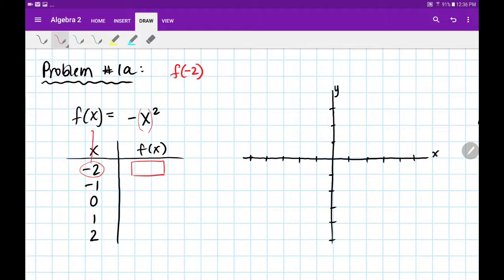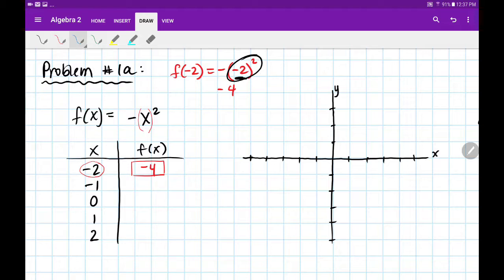I'm plugging this in here, and I'm plugging it in there. So f of negative 2 equals negative parentheses negative 2 squared. Order of operations, we will do exponents first because the inside of our parentheses is already simplified. Negative 2, we can't do much with that. So we're going to square it now. It gives me negative 4, and hey, we're done. It's -4.